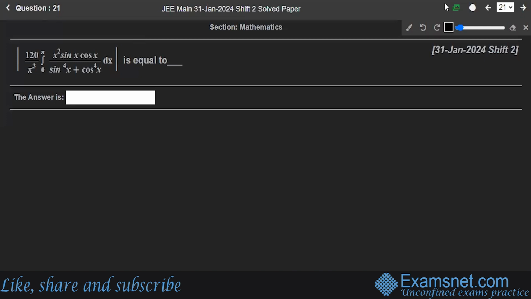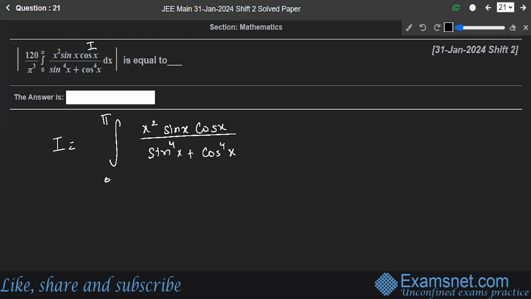Question number 21. It says the modulus of 120 upon pi cube integral of this function is equal to, let's say this function is equal to I, and this integral is equal to I. This is 0 to pi x squared sine x cos x upon sine power 4x cos power 4x dx. So I'll be applying, let's do one thing.